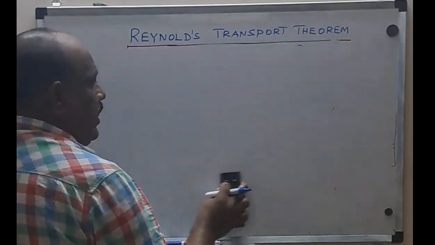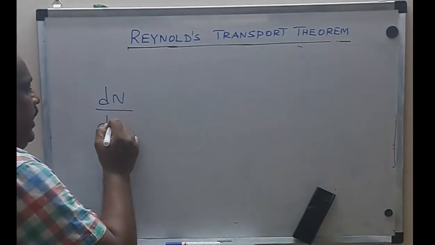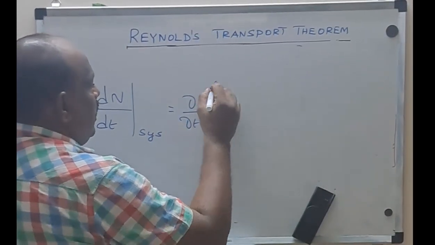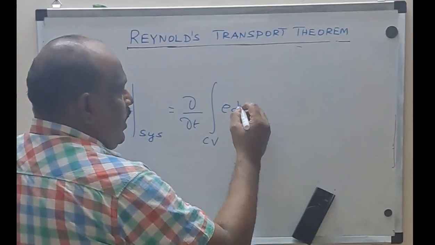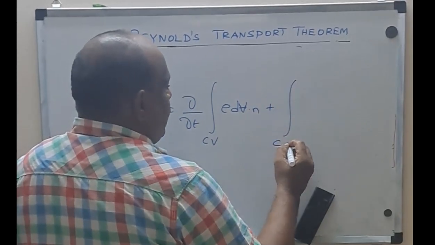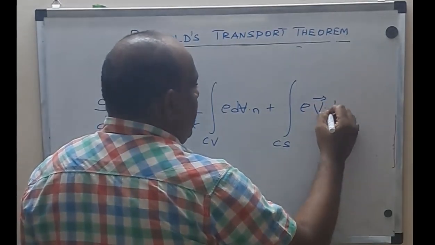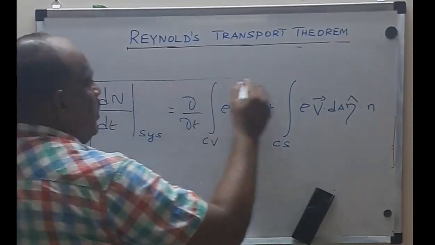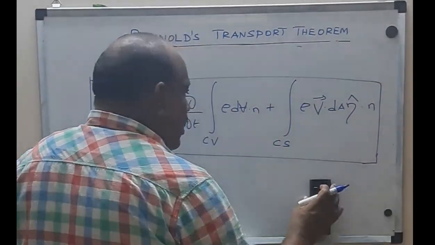So to finally arrive at the Reynolds Transport Theorem, we can see here dN by dt of the system is equal to dou by dou t of the control volume integral of rho dV into n, where this is the volume, so I am putting a slash mark, plus the control surface double integral of rho V into dA into unit vector n. So this is nothing but my Reynolds Transport Theorem.